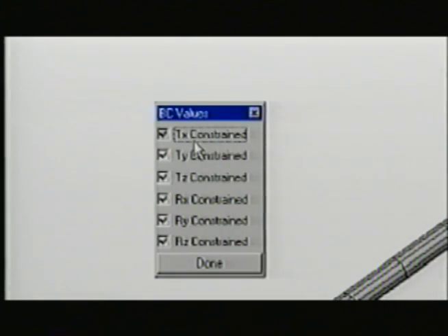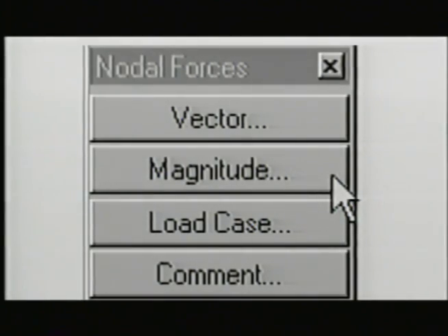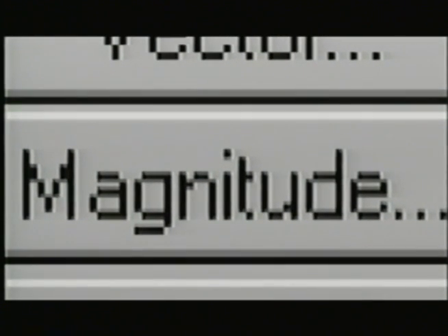Now, the boundary conditions. The material properties. And finally, the force. Wait a minute. We still need the force. What if we balance the potential energy of the weight against the energy stored in the deflected shape?